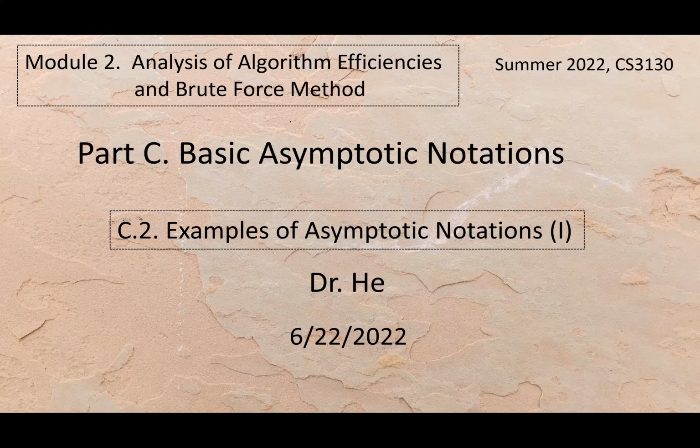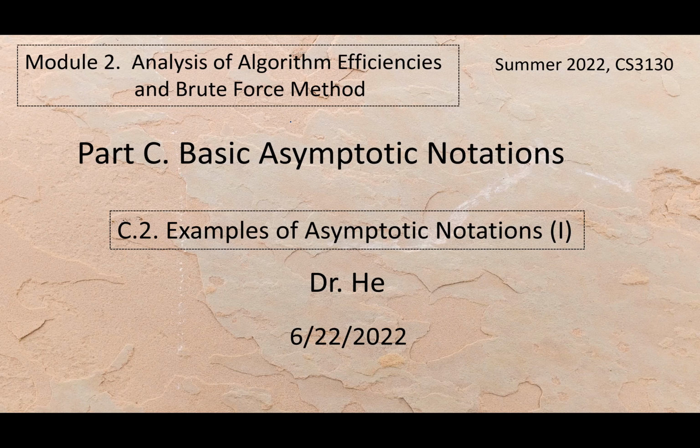Next, examples. After I talk about the abstract concept for asymptotic notation, I need to give you many examples. First, let us do a few simple examples. Then we take a break. After we come back, we will do a few more relatively hard examples. Okay? Simple examples first.